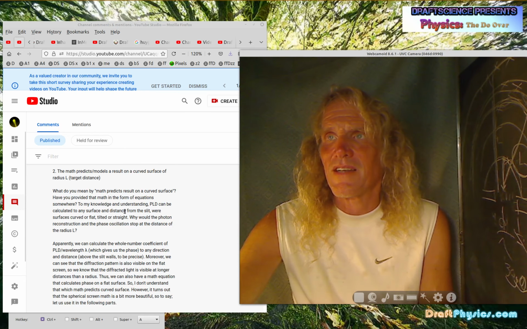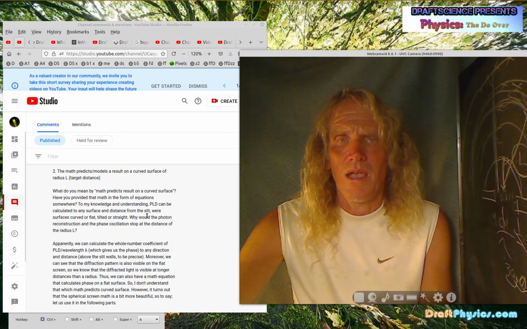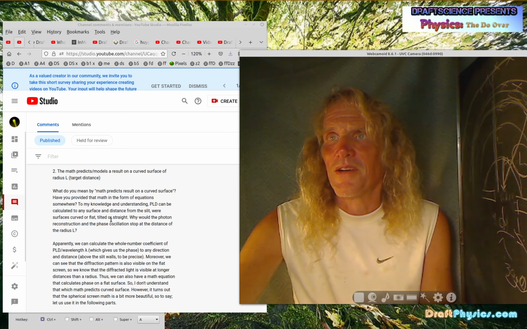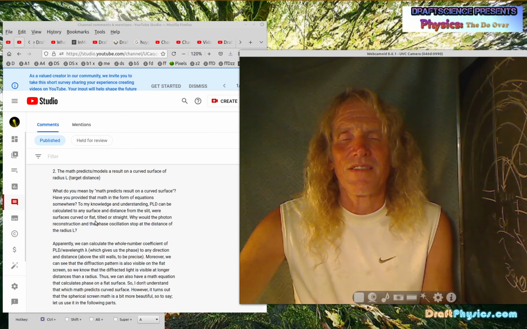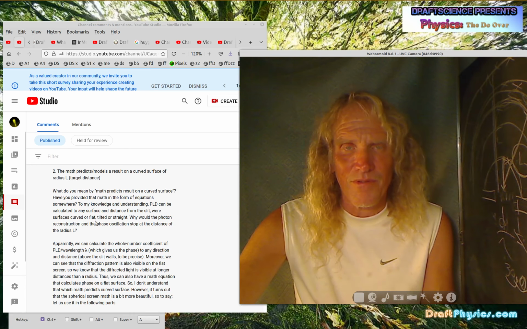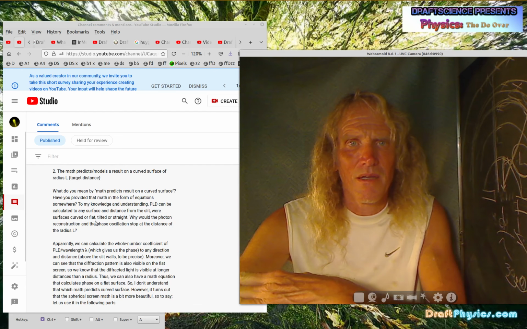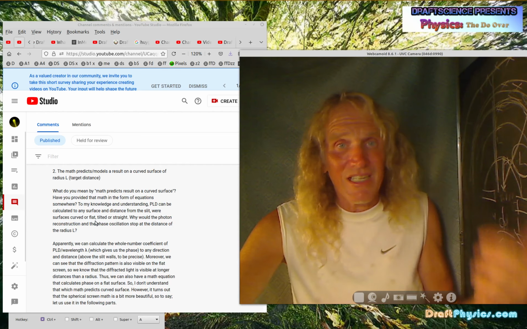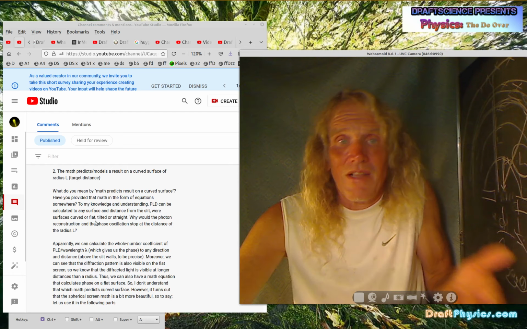Equation similar. "To my knowledge and understanding, path length difference can be calculated to any surface and any distance from the slit." Yes, but not using the same L, where surfaces are curved or flat. The argument is that if you're going to do numerous vectors, if you want to know what the first maxima is and the second maxima and the third maxima of the same relationship, then you have to do it on a curved surface. The L has to stay the same.